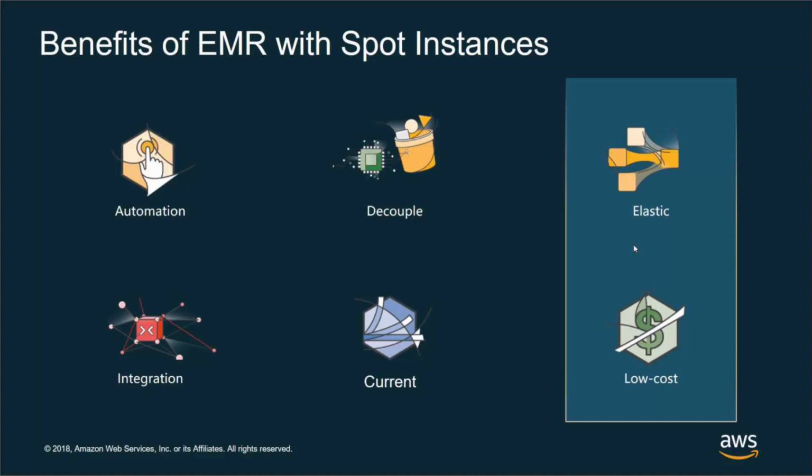And it's current. EMR has updates within 30 to 45 days of when the actual Apache Hadoop or Apache Spark updates versions go out. And so with a simple change of the version of EMR that you're going to call with your API, you're getting the latest versions of the tools that you're going to use.